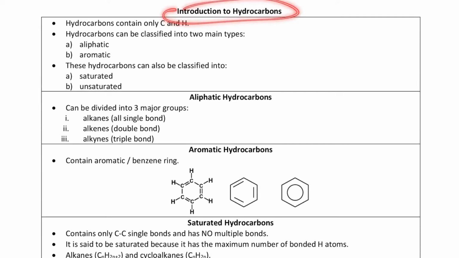Introduction to hydrocarbon. Hydrocarbon contains only carbon and hydrogen. I'm sure that you have heard of this word. Hydrocarbon can be classified into two main types, aliphatic and aromatic. Aromatic, nanti kita tengoklah, untuk apa, aliphatic apa. And then these hydrocarbons can also be classified into saturated and unsaturated. So jom kita tengok aliphatic dulu.